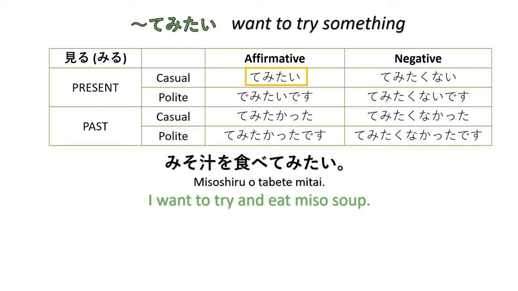Misoshiru o tabete mitai. I want to try and eat miso soup. Okay, so here we use the present casual affirmative. Temitai.